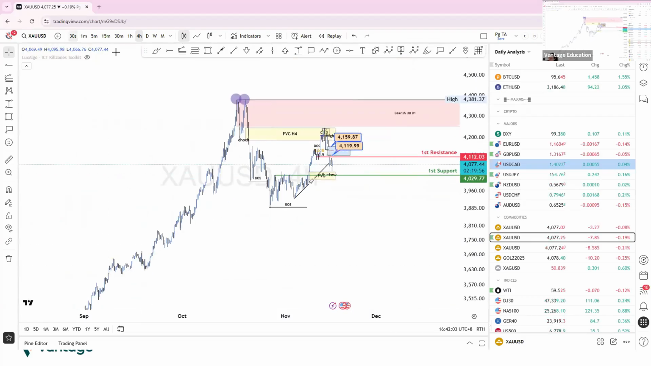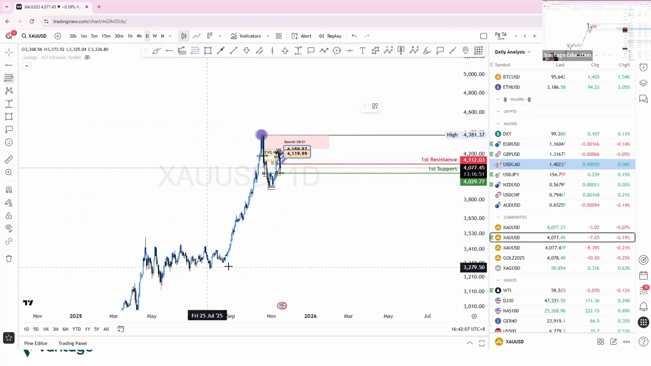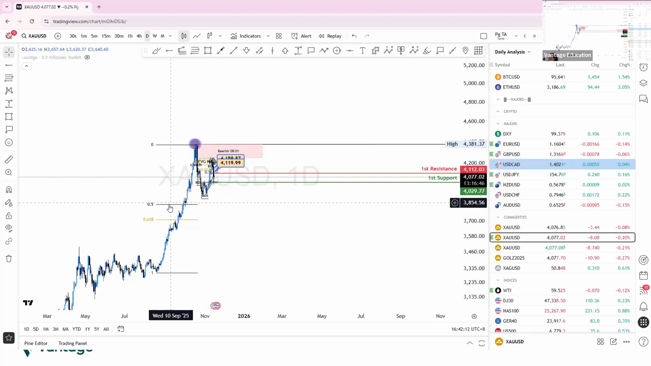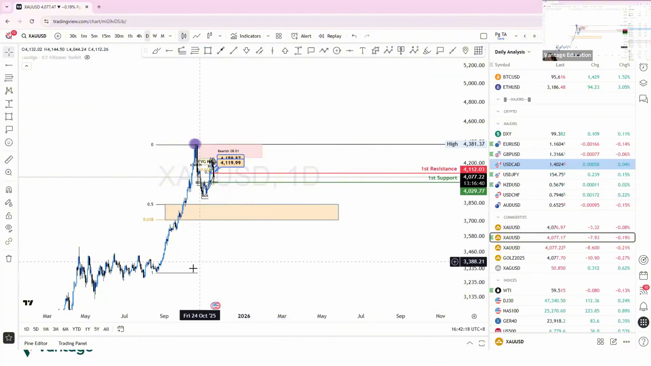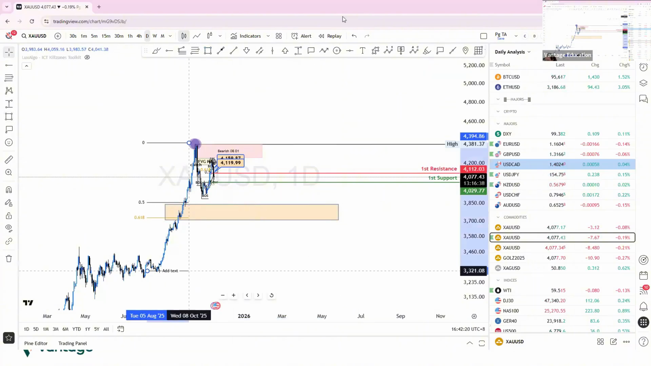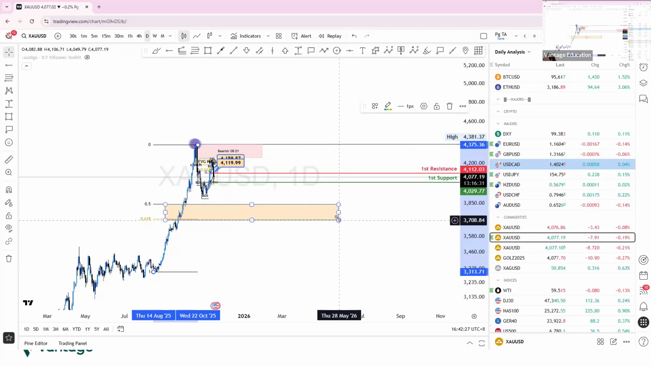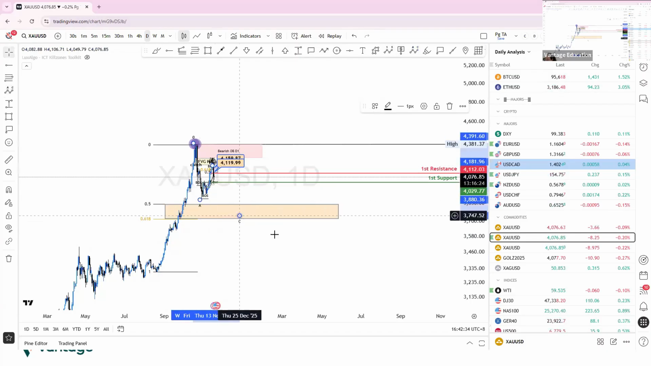Okay, in the bigger picture, for the D1, I'm going to say that gold is in a corrective phase. Basically, I would say the next potential target is going to be this level, somewhere around here, meaning that now they are making the A, B, C, to be sure.